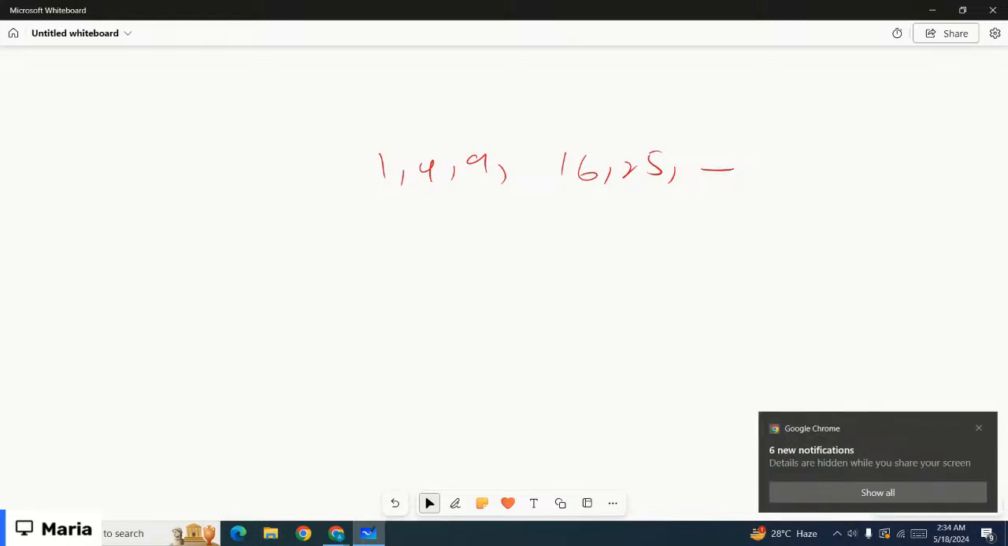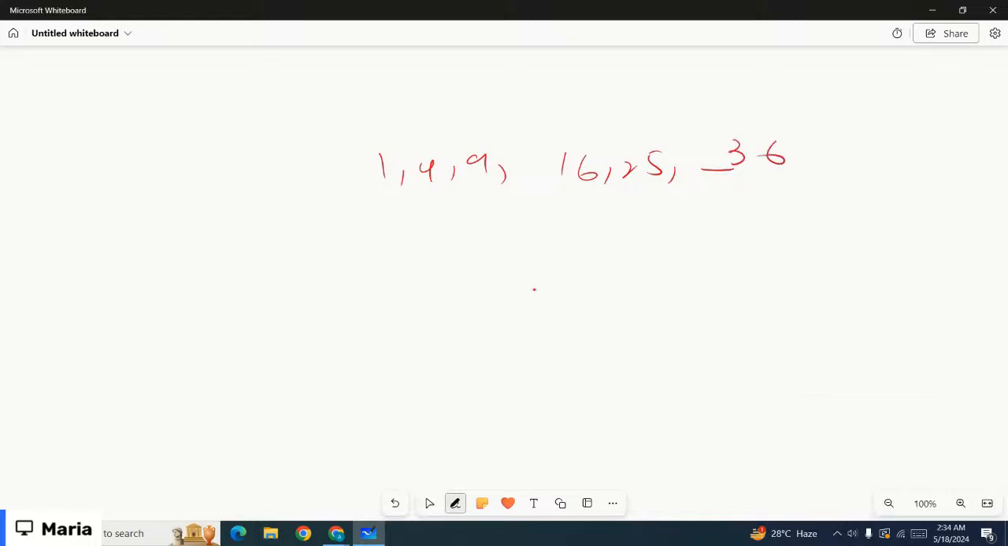The missing number is 36, because all these numbers are squares. 1 is the square of 1, 4 is the square of 2, 9 is the square of 3, 16 is the square of 4, 25 is the square of 5, so 36 is the square of 6. So the missing number is 36, right?